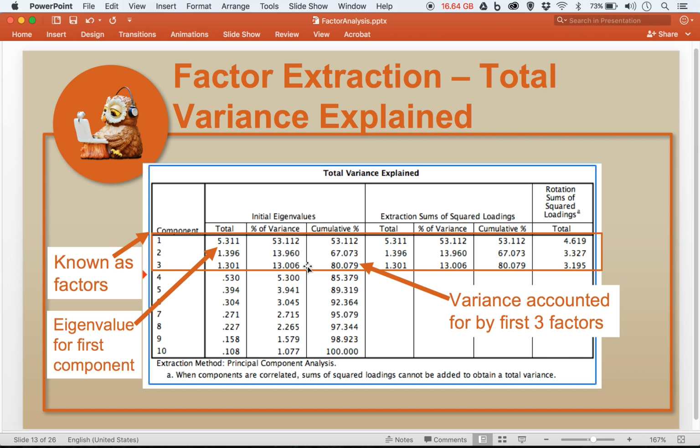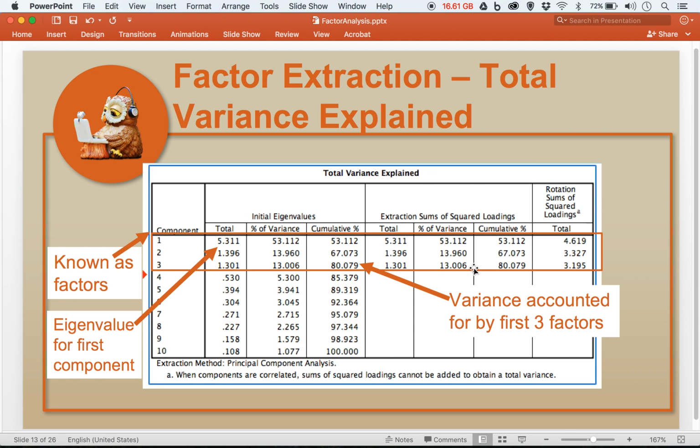And SPSS then extracts all the factors with eigenvalues greater than 1, which leaves us with the 3 factors we see here. And our eigenvalues associated with these factors are again displayed, and the percentage of variance explained is in the columns labeled extraction sums of squared loadings, and we see just how much variance each factor will account for.